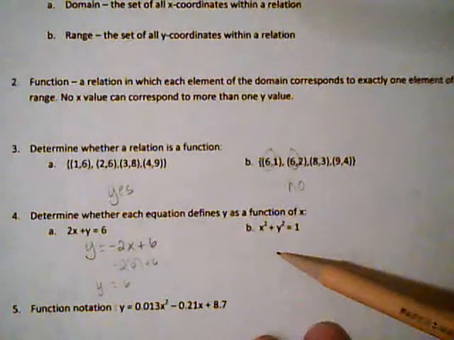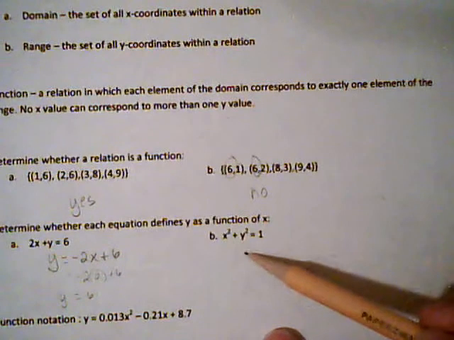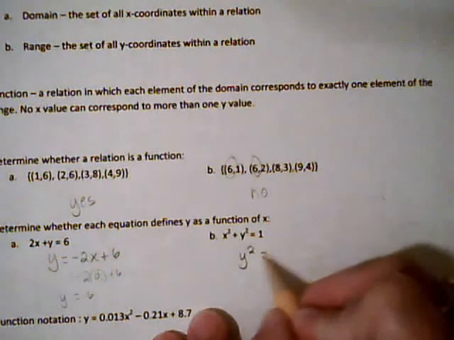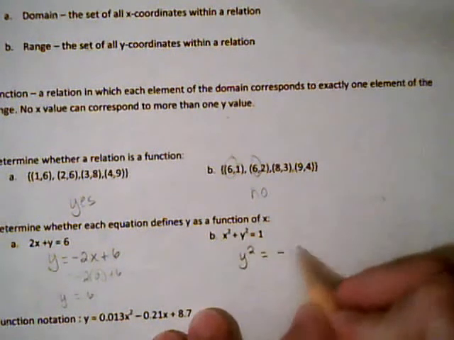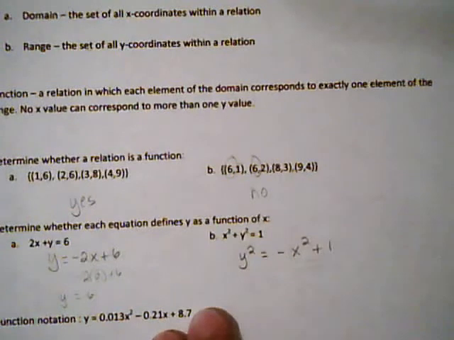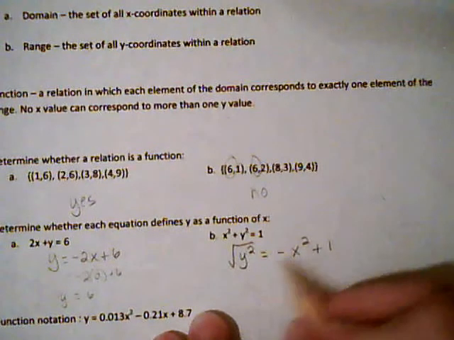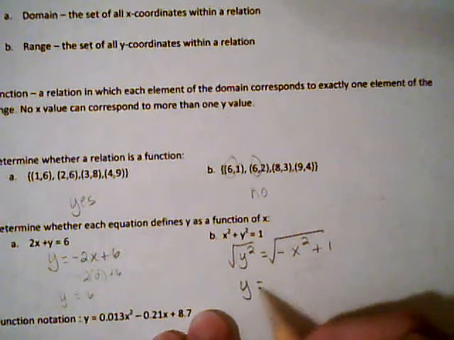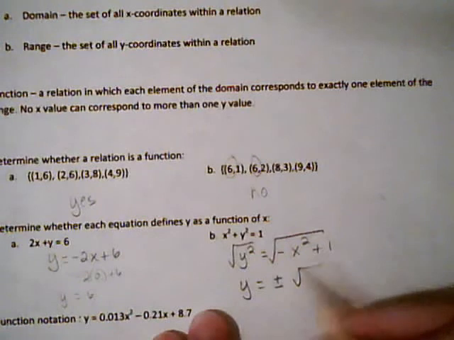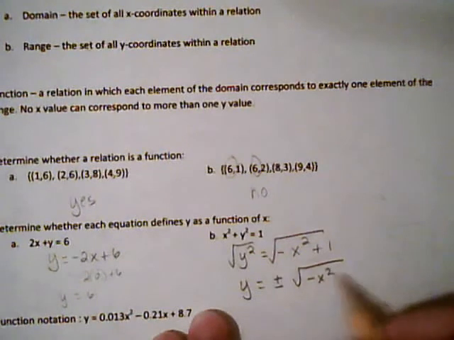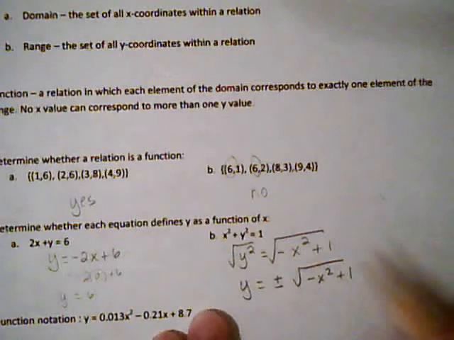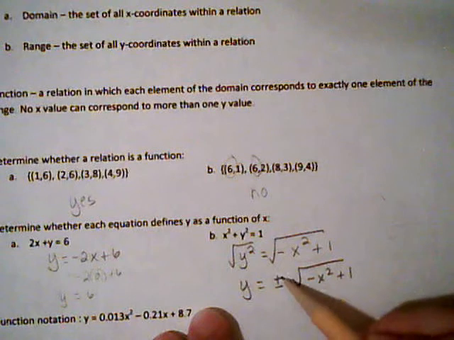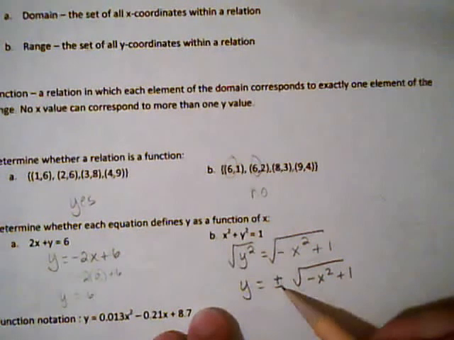If you look at part B, x squared plus y squared equals 1. If I solve this for y squared, I would have negative x squared plus 1. Take the square root of both sides, and that would leave me with y equals plus or minus the square root of negative x squared plus 1. Okay, remember when you take the square root, you always have what we call the principal square root, which is the positive, and then the negative.